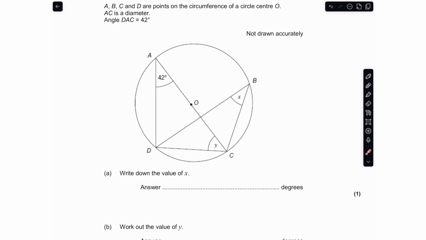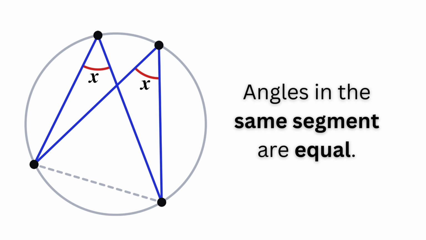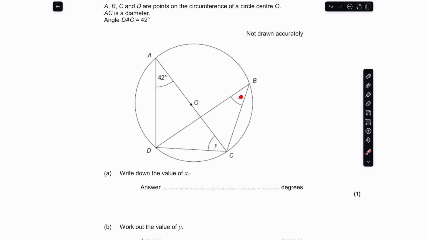So if we look at our diagram, we can form another bow tie. All right, so we looked at a question like this earlier in this episode, and we can see that a bow tie is formed here. So remember that the angles in the same segment are equal. Therefore, angle X is simply 42 degrees. All right, so I'm going to go ahead and write that down as 42 degrees.